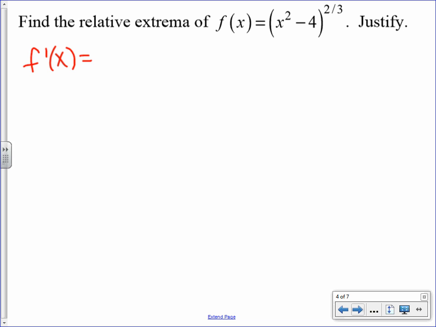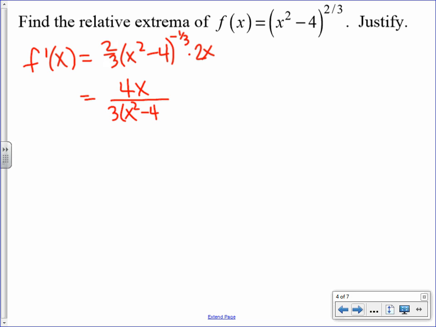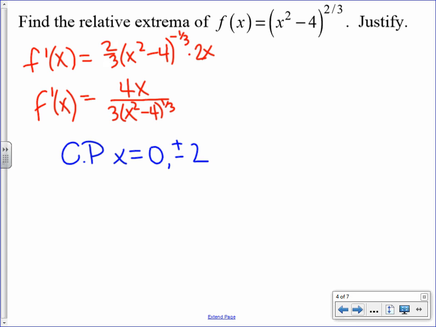Right. Okay. All right. So we have 2/3 x times (x squared minus 4) to the negative 1/3. So we have 4x over 3 times (x squared minus 4) to the 1/3. That's how you'd want to rewrite it. Critical values: 0, because that's where our numerator is 0. Plus or minus 2, because that's where our denominator is 0. So 0 is where our derivative is 0.